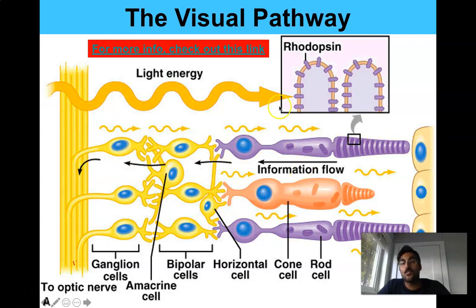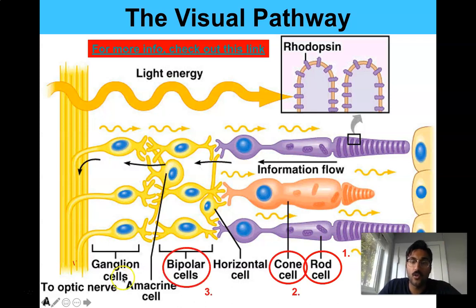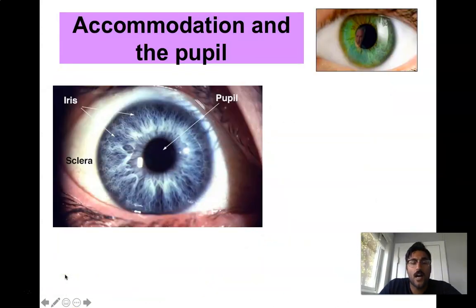So basically, light goes all the way to the very back layer of the retina. The rods and cones process that light information. Then they transmit an electrical nervous system stimulus throughout these ganglion and bipolar cells, which then transmit the information to your optic nerve. And then that information gets sent to the brain, which is kind of cool. So it'll go rod cell, then cone cell, then bipolar cell, then ganglion cell, then to the optic nerve.